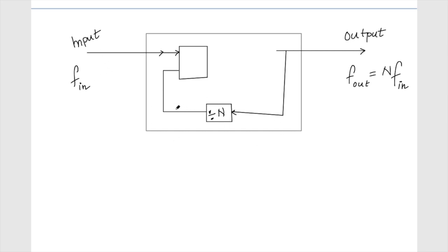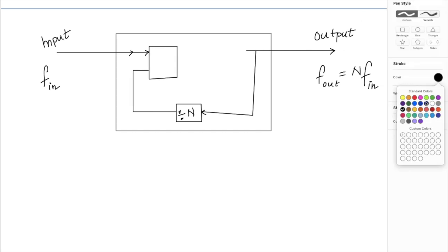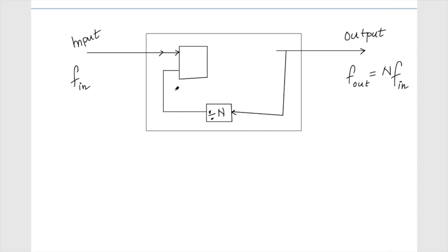Whatever is coming in, here I have the frequency f out divided by n, and I will try to compare these two. If I can make sure that these two are the same, then I will be able to lock the output at f out equal to n times f in. So the first block of a PLL is called the phase detector, PD.